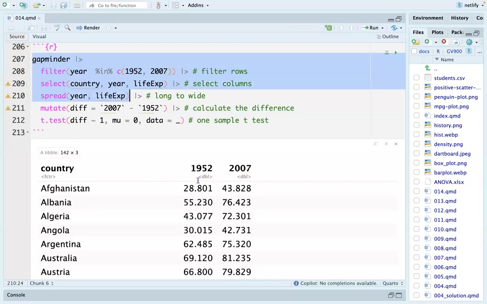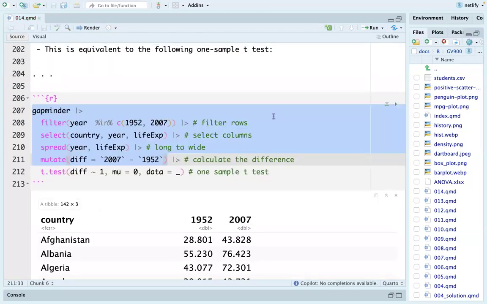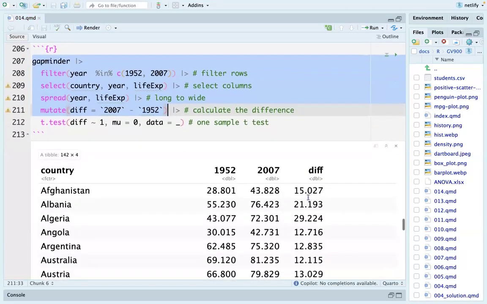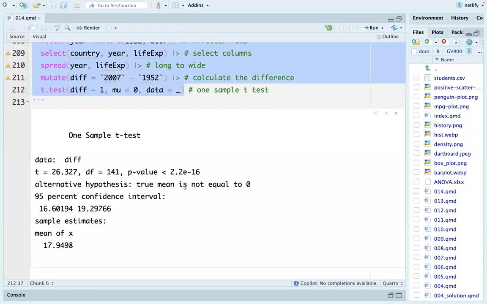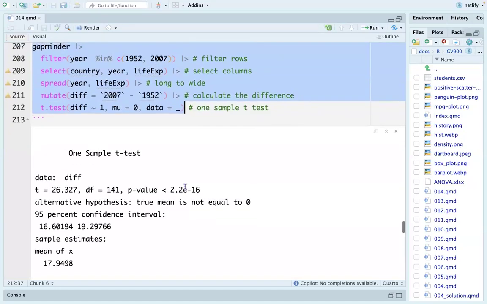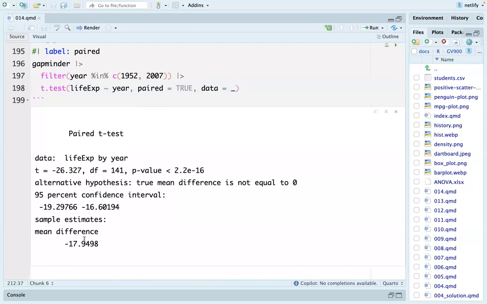Okay, now we use this one minus this one, mutate, so we create a new variable. So this one is 2007 minus 1952. We got this new variable. Then we take a one sample t-test of this one, and you see you will get exactly the same numbers as this one.